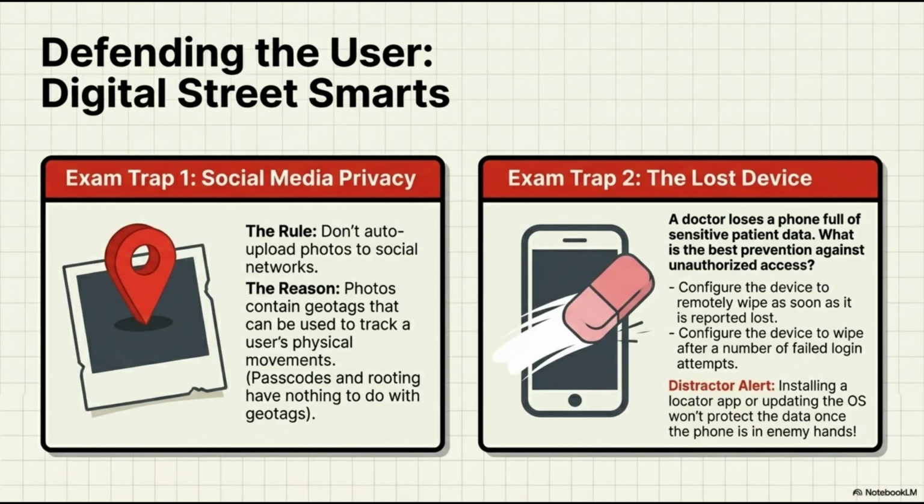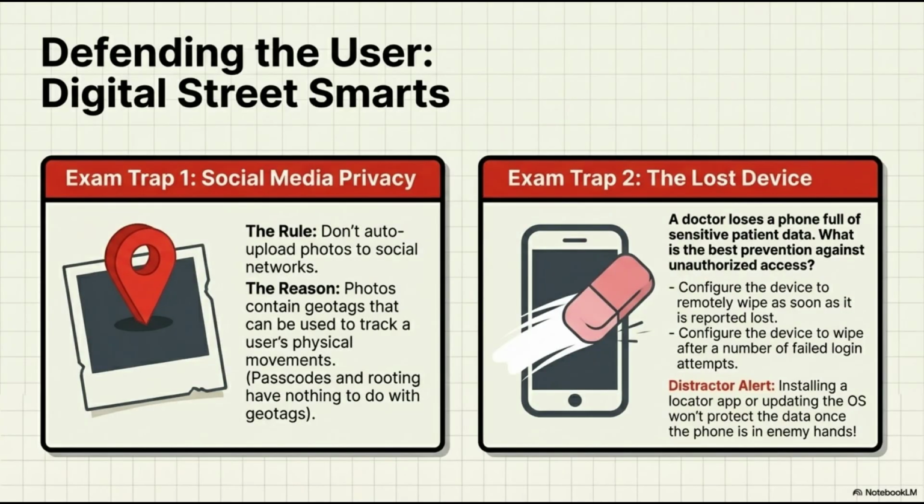Say a doctor loses a phone full of sensitive patient data. What is the best prevention against unauthorized access? The correct answers are configuring the device to remotely wipe as soon as it is reported lost, or wiping after a number of failed login attempts. Distractor alert on this one. Installing a locator app or updating the OS won't protect the data once the phone is already in enemy hands.